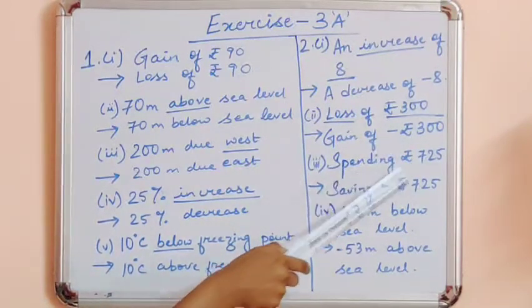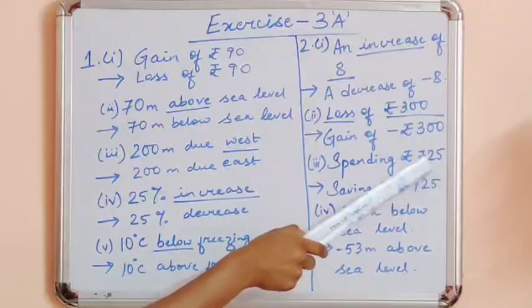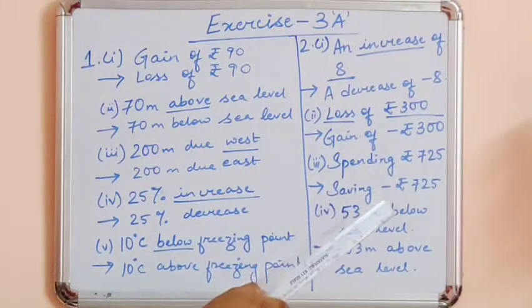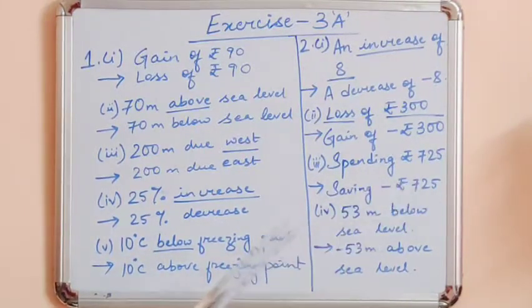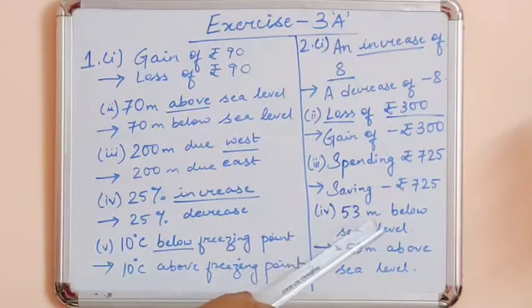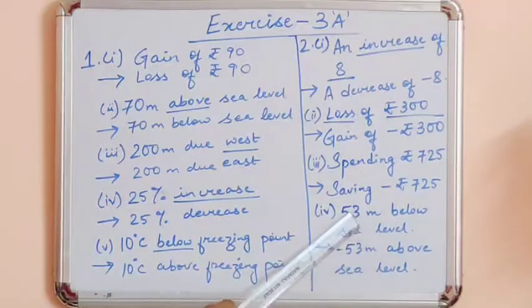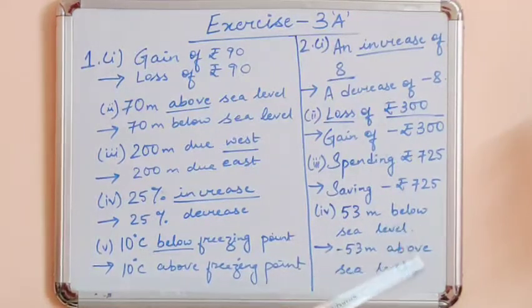Number 3, spending rupees 725. This will be saving minus rupees 725. Number 4, 53 meter below sea level. So minus 53 meter above sea level.